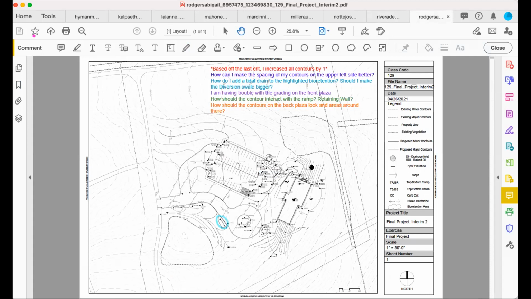Having trouble with the grading on the front plaza. How do the contours interact? Your ramp doesn't seem to be long enough at this point. Retaining wall. I don't necessarily need a retaining wall unless you have a situation like Aubrey's. How should the contour on the back plaza look in areas around here?